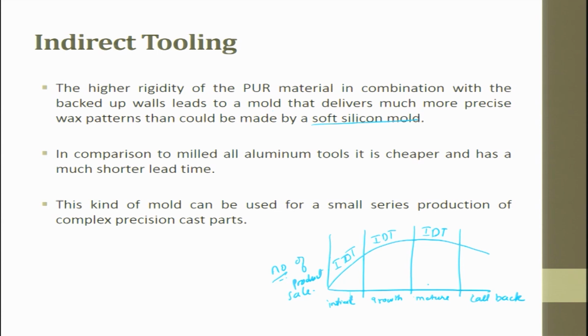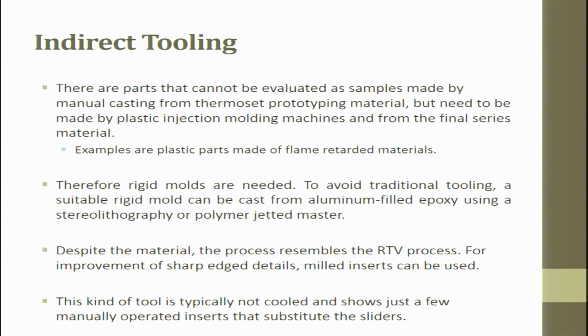This kind of mold can be used for a small series production and for complex parts also. There are parts that cannot be evaluated as samples made by the manual casting from thermoset prototyping material, but need to be made by plastic injection molding machine and from the final series material, for which we try to use this indirect tooling. So that is what I said, we can use rapid prototyping, metal based rapid prototyping in making the die. Therefore, rigid molds are needed.